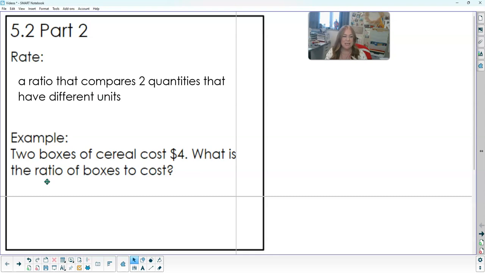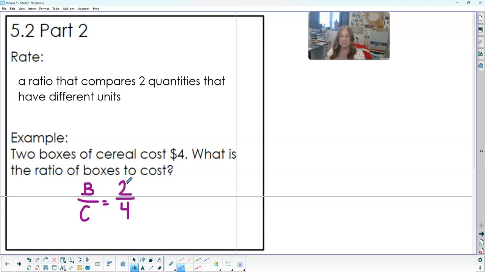So an example says that 2 boxes of cereal cost $4. What is the ratio of boxes to cost? So it wants the boxes, then the cost. So, right, we want boxes first. And I like to set them up as fractions because that's going to help us later on. So boxes first, cost second. So how many boxes did we have? We had 2 boxes. The cost of them was $4. We can get 2 boxes for $4.